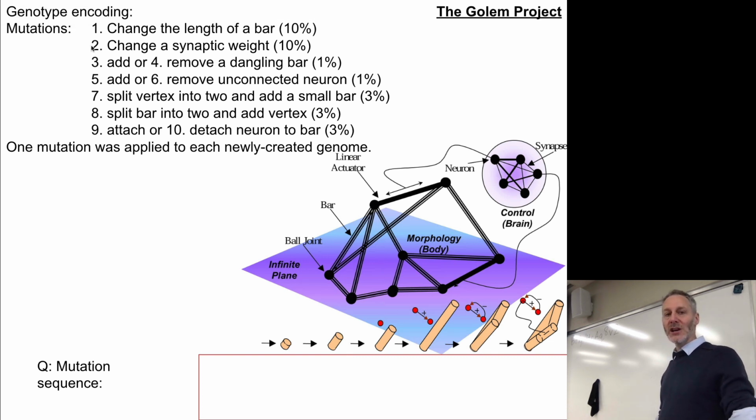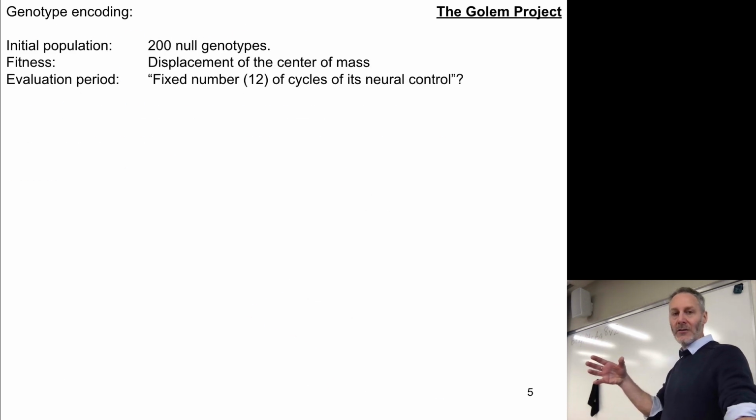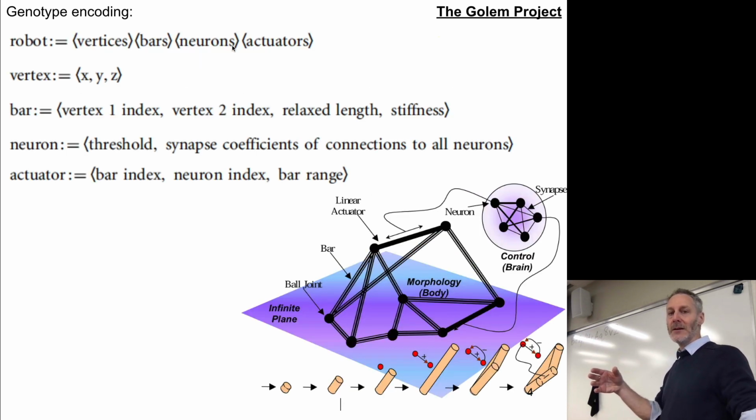In the GOLEM project, there are 1, 2, 3, 4, 5, 6, 7, 8, 9, 10 different mutation operators. 10 different ways that the evolutionary algorithm can take the genotype, this thing, and make a random change to it.